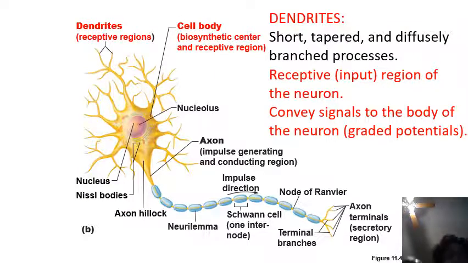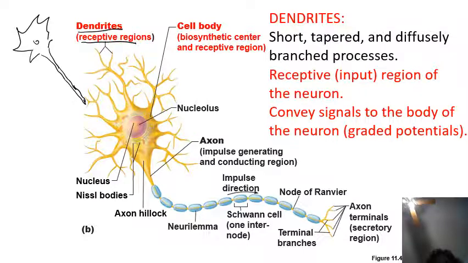The other region of the neuron are the dendrites. In the case of multipolar neurons, there are several dendrites that act as receptive regions. So neurons synapse with other neurons, and these synapses occur at two places. At the dendrite of the neurons, this will be axodendritic synapses.